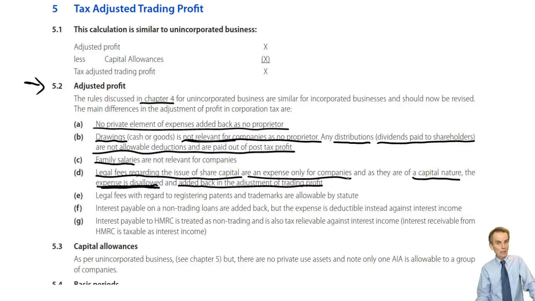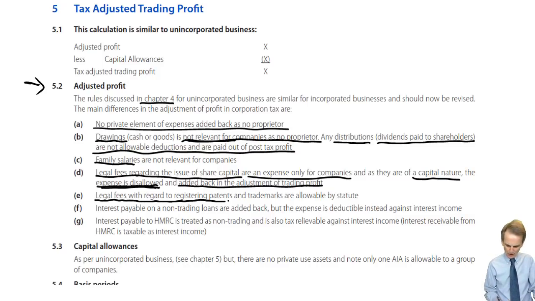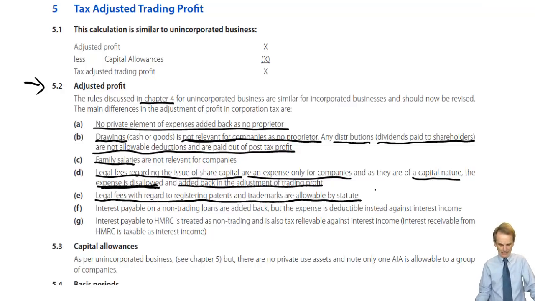If it's on a non-trading loan, well, we'll come to that separately, then there would be a disallowance in the adjustment of trading profit. You would add back any interest payable that had already been deducted if it were in relation to a non-trading loan. What they might be and what we then do with that interest payable, well, we'll come to that in a moment's time. But here, interest payable on trading loans, perfectly allowable expense. Going back to patents, legal fees with regards to registering patents and trademarks, again, they by statute are allowed.